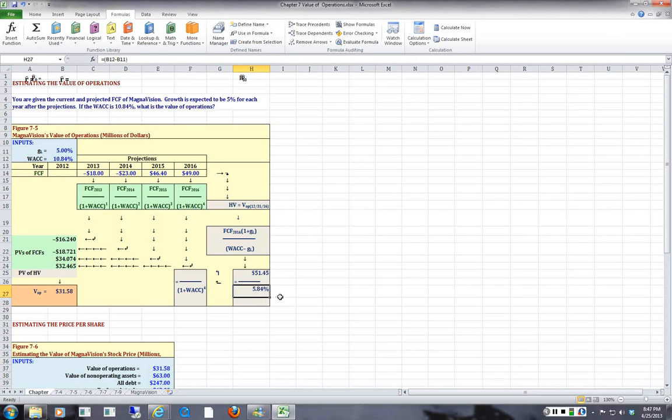So now we're going to divide that. We just multiplied the first one by 1.05. Now we've got to divide that by 10.84% minus the growth, which is 5%. So that leaves us with 5.84%. I think you can see it there. The difference of 1.084 minus 1.05 leaves us with 0.0584.